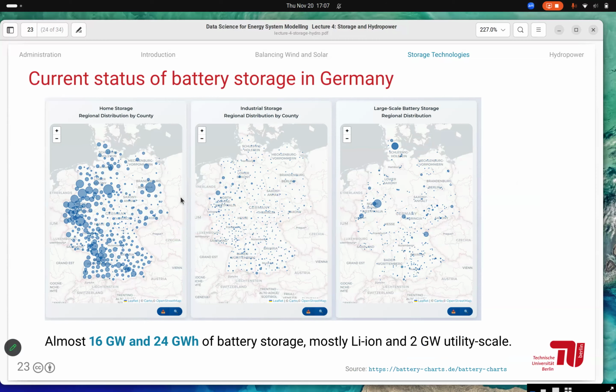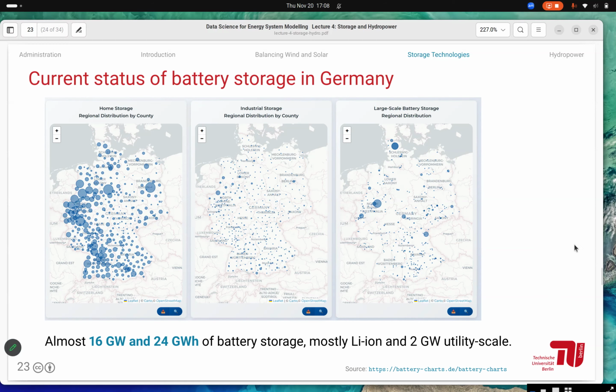In terms of batteries, I don't know if you know this website. It's another nice example of data visualization and data science, done by RWTH Aachen. It's called Battery Charts, and it gives you not only this chart, but an idea of the current status of how much battery storage there is in Germany at the moment. You can see the regional distribution. You can see the major large-scale batteries, for example here in North Rhine-Westphalia, somewhere in the north of Germany, but then also the bulk of home storage that is much more distributed.